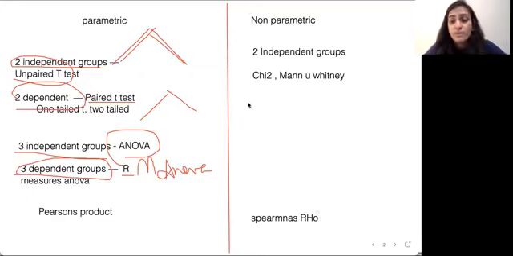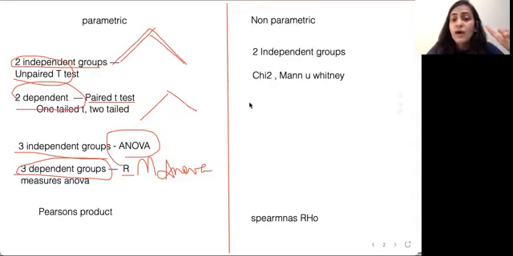Now let's go to 2 dependent groups. So 2 independent groups, I'm going to repeat. If your data is nominal, it's going to be a chi-square that you're going to use. If your data is ordinal, it's going to be your Mann-Whitney that you are going to use. Mann-Whitney, and chi-square.